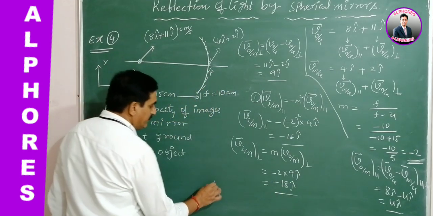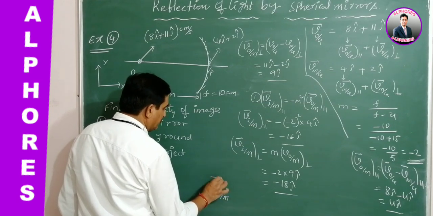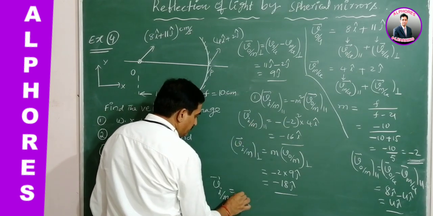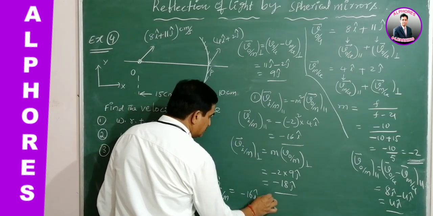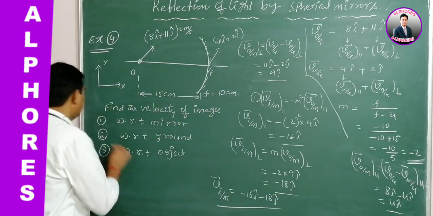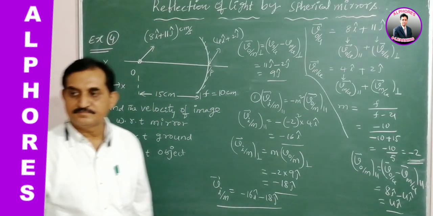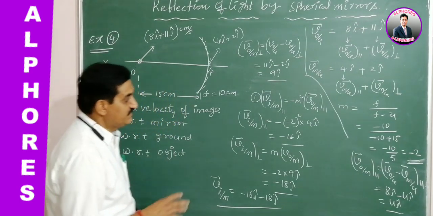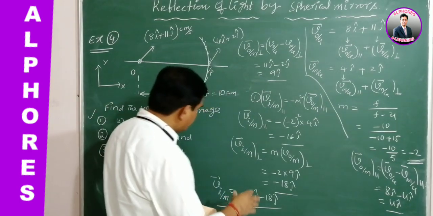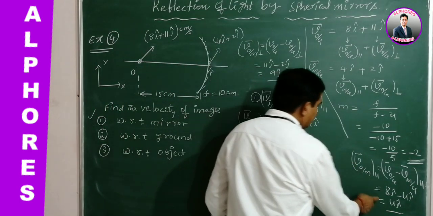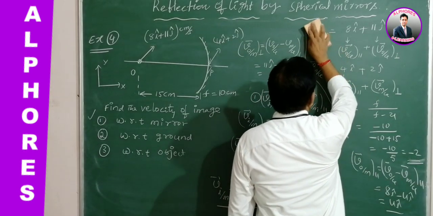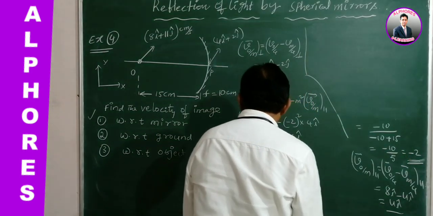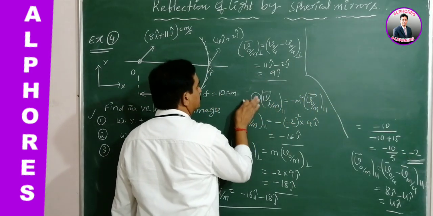So finally, velocity of image with respect to mirror. This is the parallel component, this is the perpendicular component, both together: minus 16i minus 18j. This is the answer for the first question. Okay, it's over, and go for the second question. For the second one, I'm going to remove this part. This is already calculated, no need of this data, remove it. Right? First question is over.